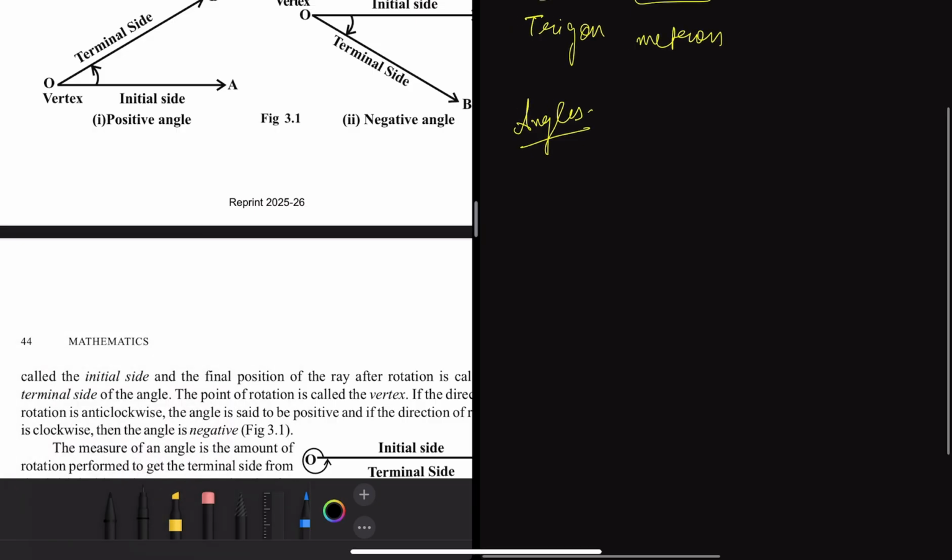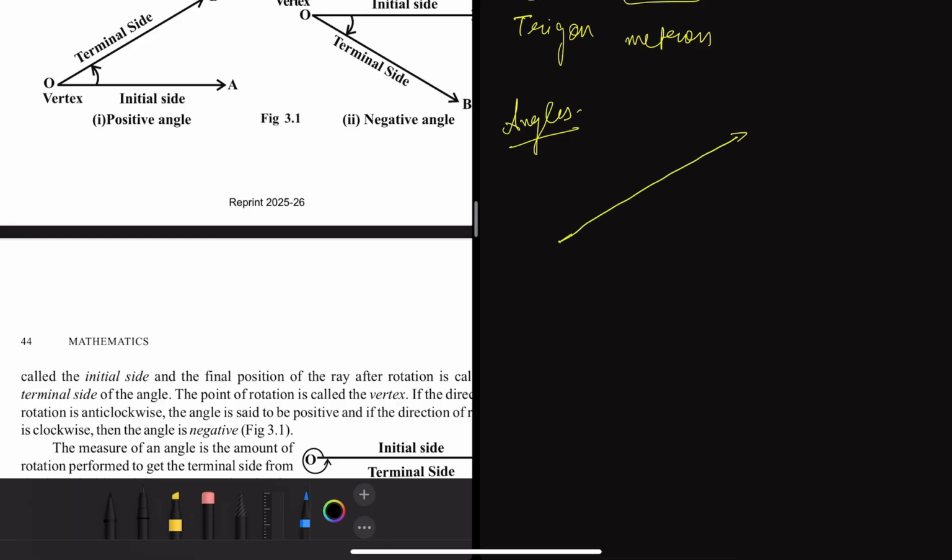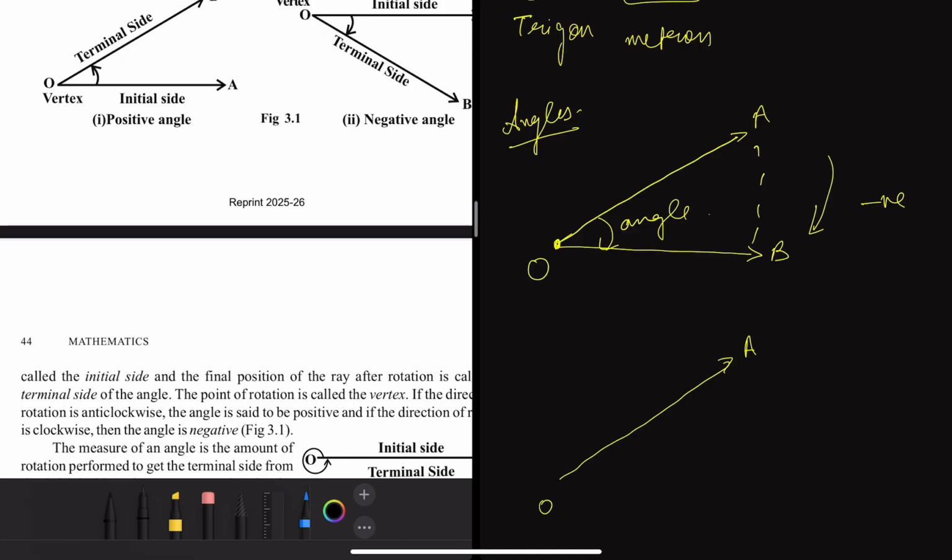If I draw a line here and rotate this line keeping the vertex fixed, let's say O is the vertex and I keep it fixed, and I move this point A to this point B, keeping the length also fixed, then the measure of rotation is known as the angle. If I move it in the clockwise direction, the angle will be negative. If I had A and the vertex O, and I moved it in the anti-clockwise direction to a point C, then the angle formed would be positive.